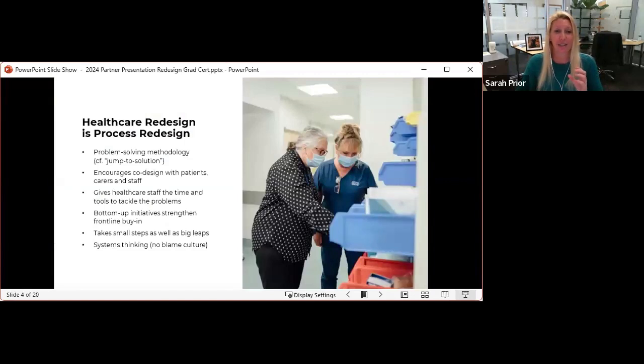So as I said, healthcare redesign is around systems and processes. So it's a problem-solving methodology. We don't jump to solutions. We encourage co-design and engagement with patients, with carers, with staff and with communities. We aim to give healthcare staff the time that they need and the tools that they'll need to tackle different sorts of problems. We look at bottom-up initiatives, so on-the-ground issues to strengthen frontline buy-in. We look at taking small steps to improve health services, as well as some of those bigger leaps across organisations. And as I said, it's really about systems thinking, so it's a no-blame approach to change.